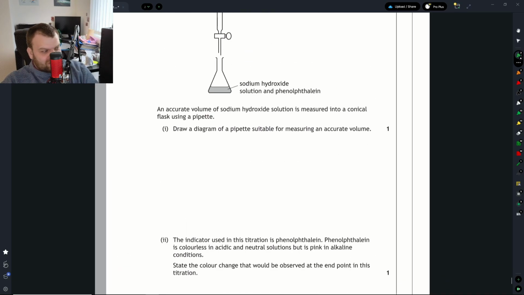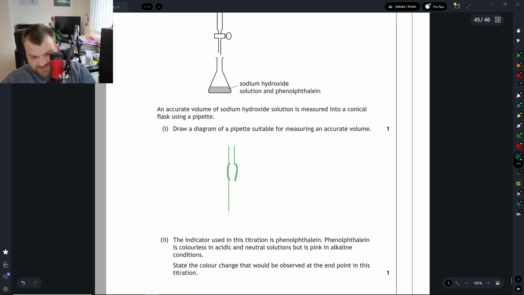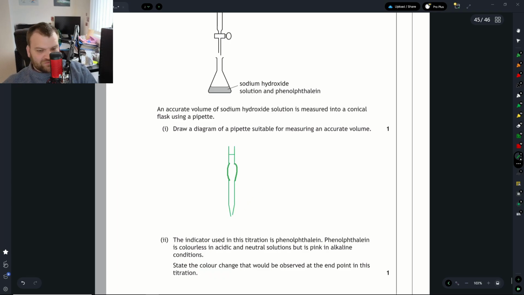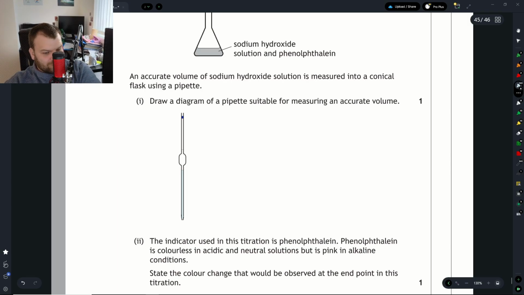In this one, we're still in the midst of the titration. We're asked to draw a pipette. So with our pipette, we've got our straight lines there. We've then got the bulby part, and that comes down to more straight lines with our tips. And we need our line for where we'd fill it up to. And with a little bit of rearranging, you end up with something that looks a bit like this.